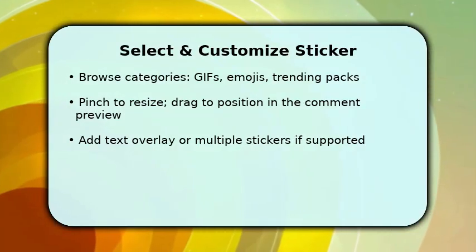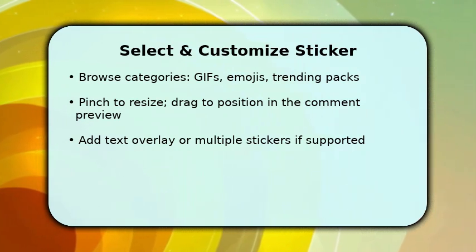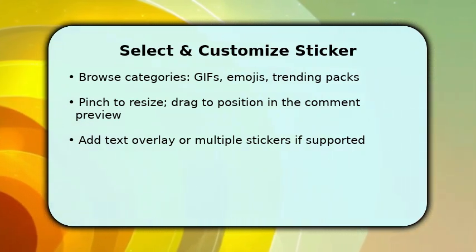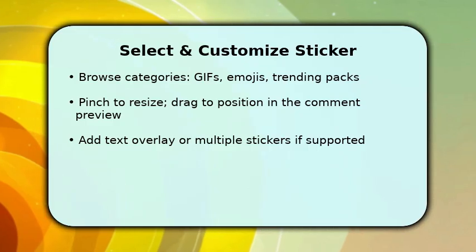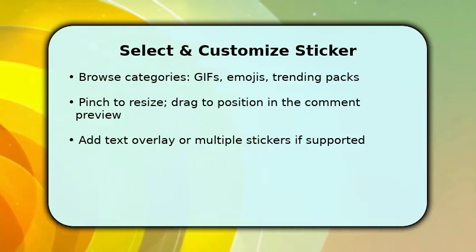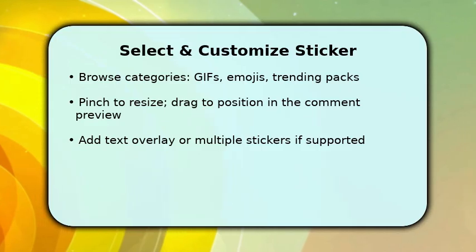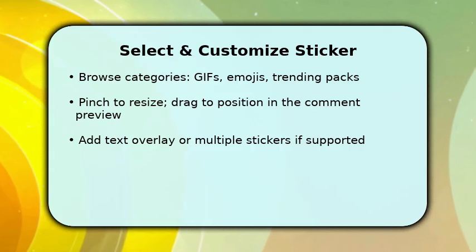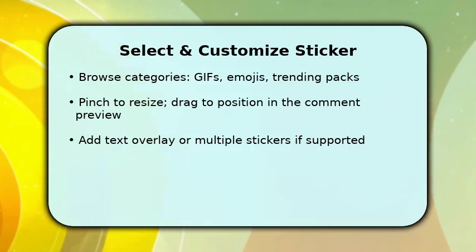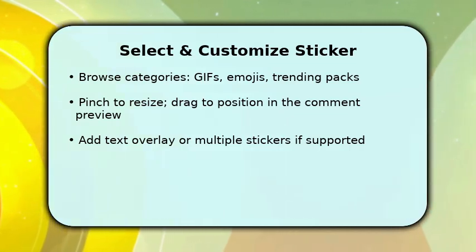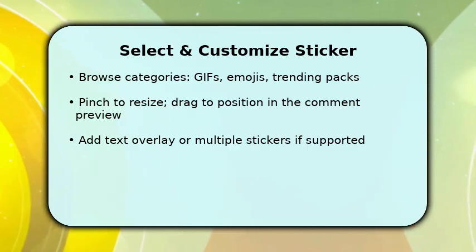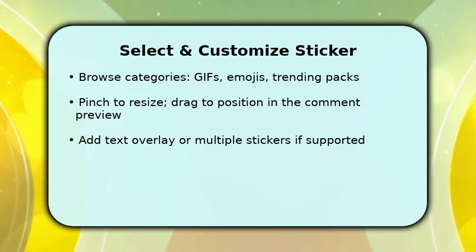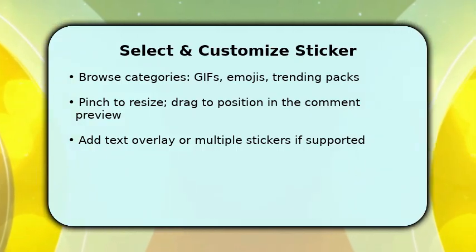Now you'll fine-tune the sticker itself. Browse the categories to find a GIF or sticker that matches your tone. Trending packs often get more attention. Once selected, pinch to resize and drag to position within the comment preview. This controls visibility and emphasis. If TikTok supports overlays, add short text, but keep it succinct. Once satisfied, review how it reads with the video context. If you want layered effects, add a second sticker and adjust order before posting.